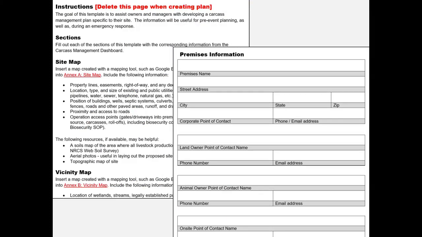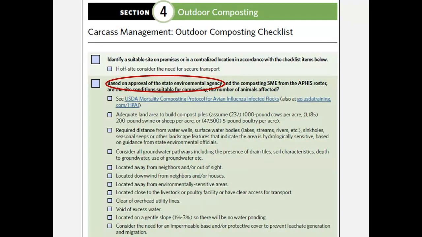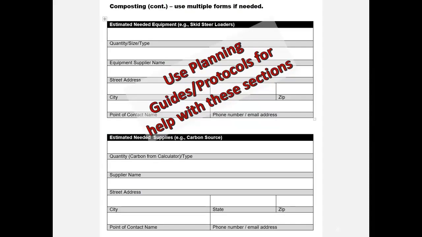The template enables you to fill in basic information about the farm, to determine if, for composting, your site is suitable for composting or not. You would use the checklist to figure that out. And note that pretty much the first step on the checklist is to check with your local state environmental regulator to find out if composting is even allowed. And then you would go on through, and you already know you have enough space, and you'd go on through and figure out how far you are from sensitive waterways and whatnot to see if it would work.